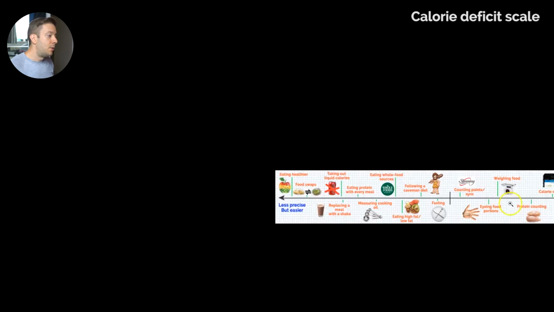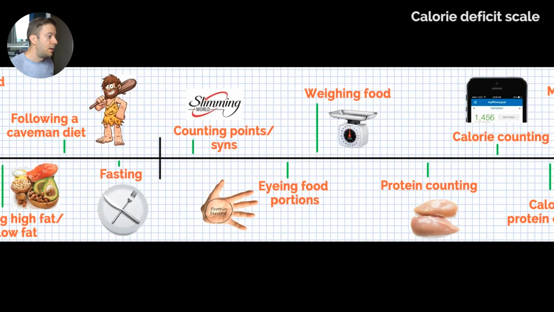Now we get into more counting here. We've got protein counting. This is where you just make sure you're eating more protein in your day, so you count how much protein you're eating. You could be weighing it, or eyeing it, or using your hand to measure, but just being more aware. Then we've got calorie counting.